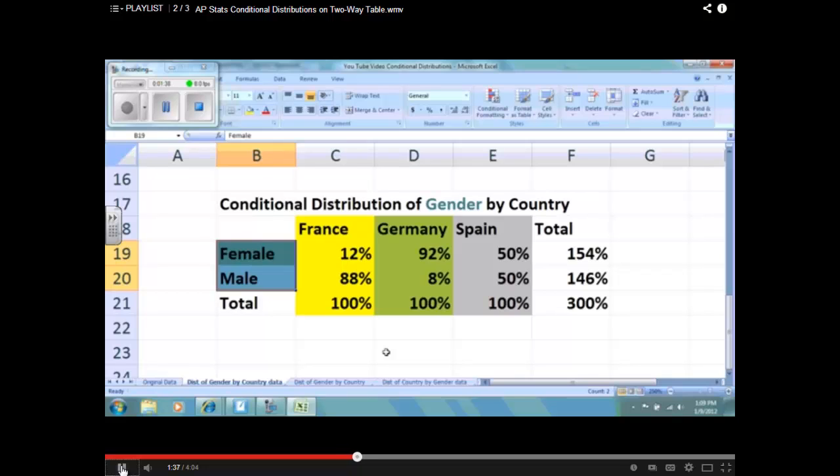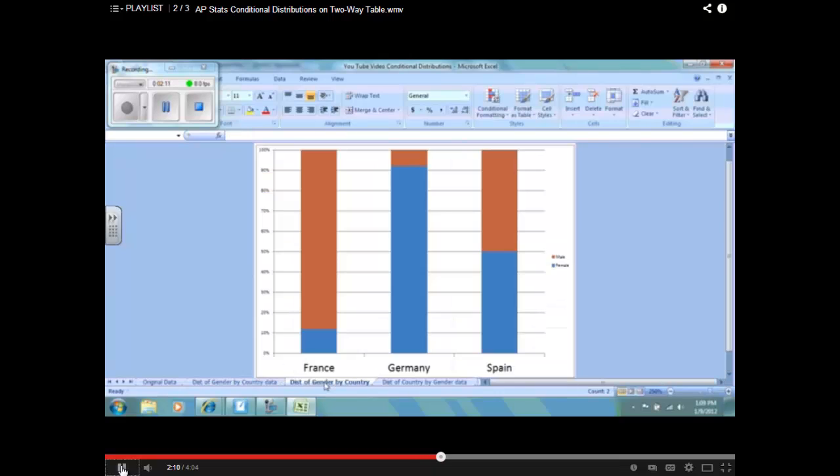A hint that I have that might help you is when they're asking for the conditional distribution of gender, I advise students to look at the categorical variable gender. Since in our two-way table it is moving vertically in a column, each country needs the percentages calculated by column. So for France, Germany, and Spain, we're going to go in columns to do the conditional distribution of gender by country. Let's take a look at what the graph looks like in a segmented bar graph for this example.